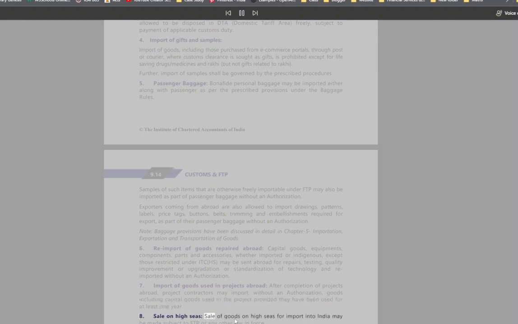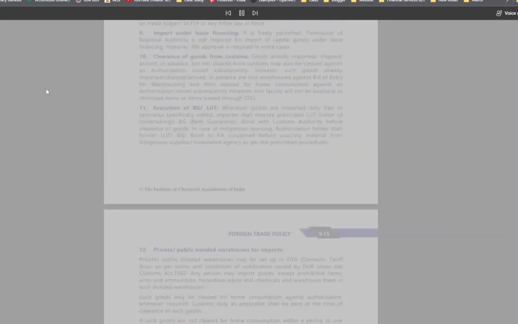8. Sale on high seas. Sale of goods on high seas for import into India may be made subject to FTP or any other law in force. 9. Import under lease financing. It is freely permitted. Permission of the regional authority is not required for import of capital goods under lease financing. However, RBI approval is required in some cases.